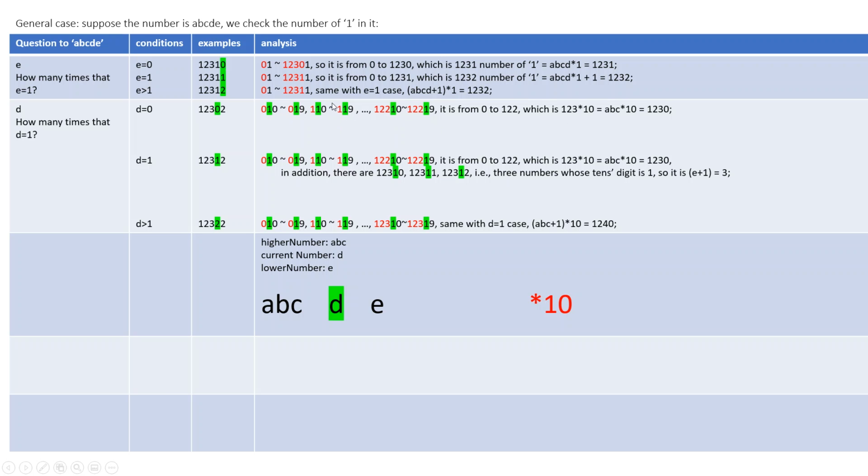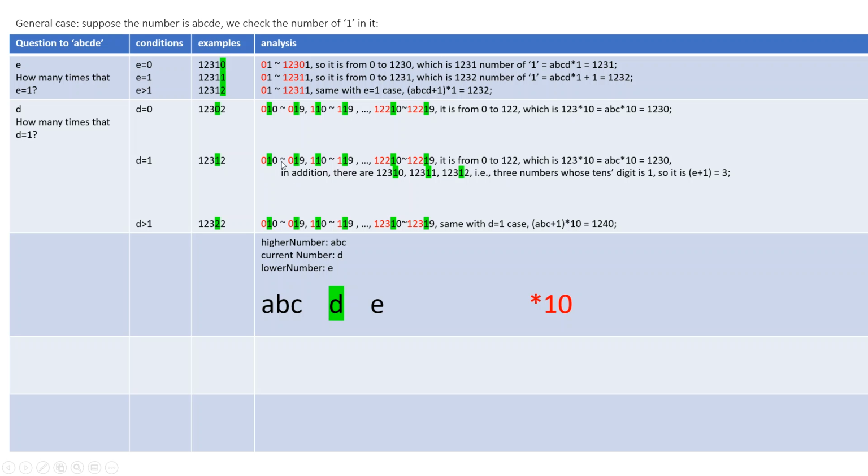Every group will have 10 digits, will have 10 numbers, right? They have 10 numbers, 10 numbers, 10 numbers. So in total it's ABC, which is 1, 2, 3, right? Count times by 10. So it's 1,230 here, right? And when D is 1, we actually can analyze this in a quite similar way.